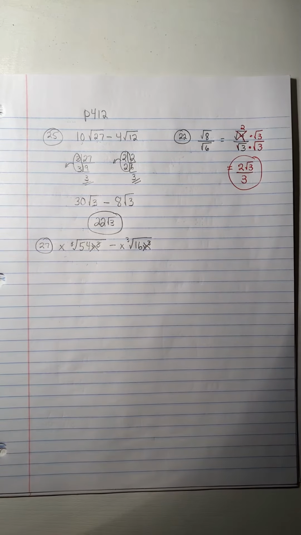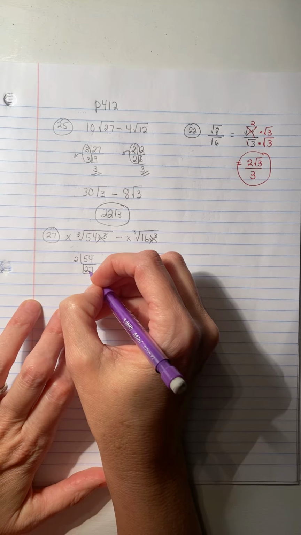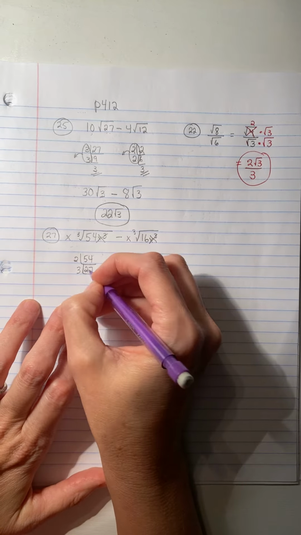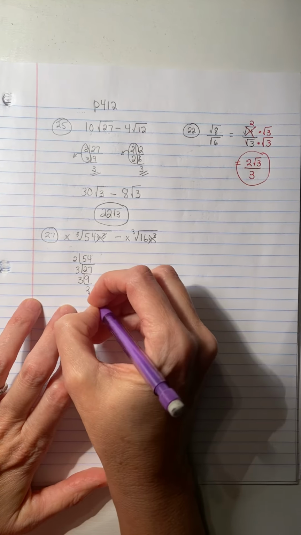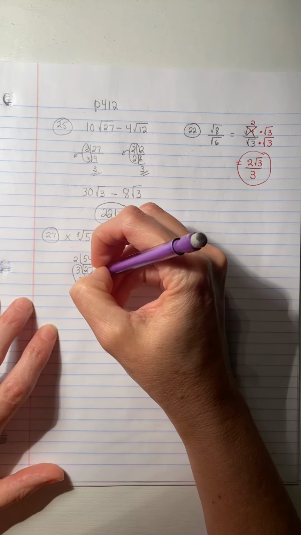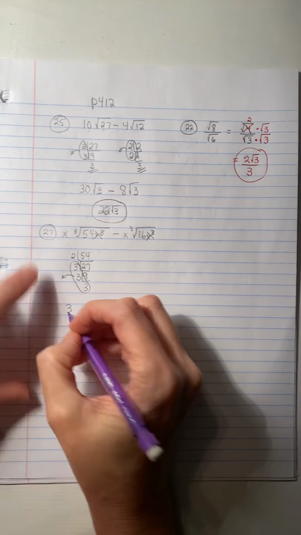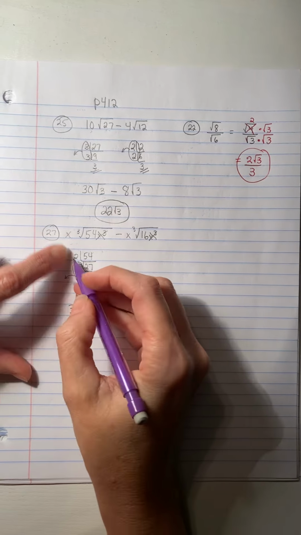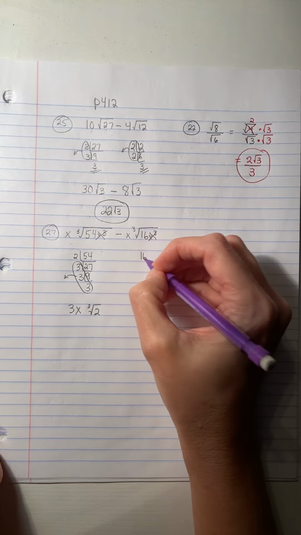So that means I have to break this thing down. You take 54 and you break it down: 2 goes into 54 27 times. 2 does not go into 27, but 3 does. 3 goes into 27 9 times, and 3 goes into 9 3 times. So here's our breakdown of 54. This is going to bring out a 3 because they're triplets. We already brought that x out. And the 2 is left in. Cube root of 2.